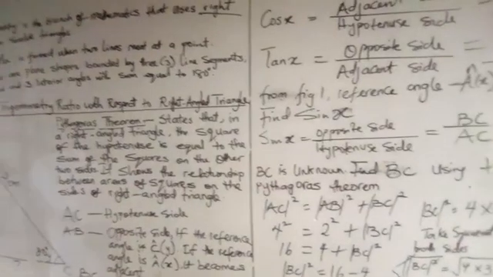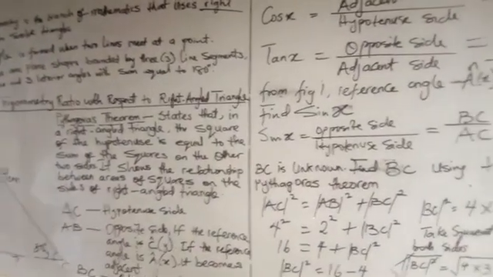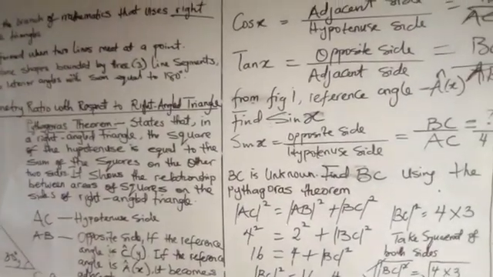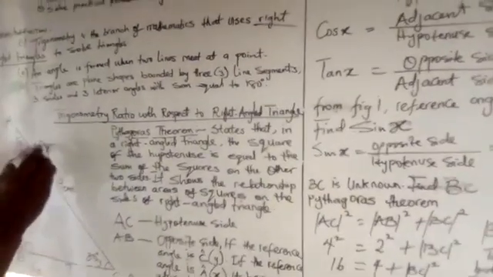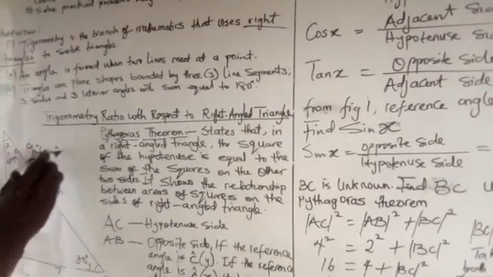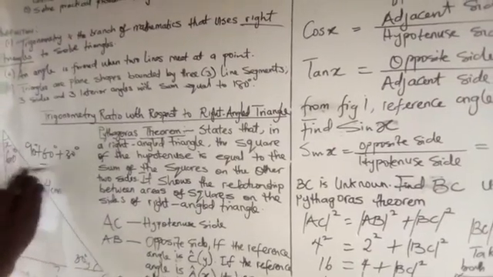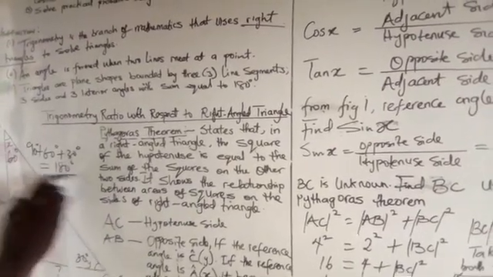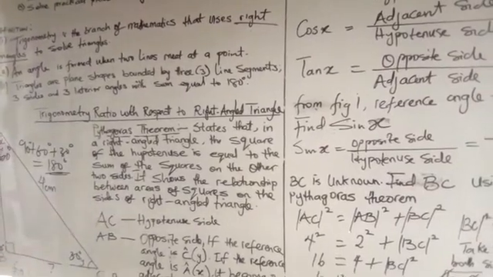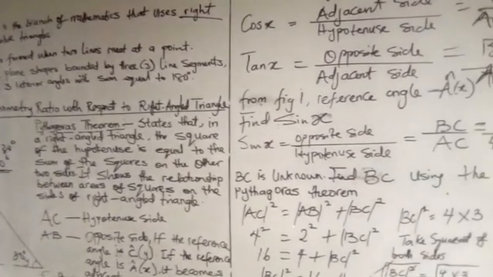By the time you add everything together, it should not be less or greater than 180. If you add 90 plus 60 plus 30, it should give you 180 degrees. That's the total angle. So with this, we have come to the end of today's class.